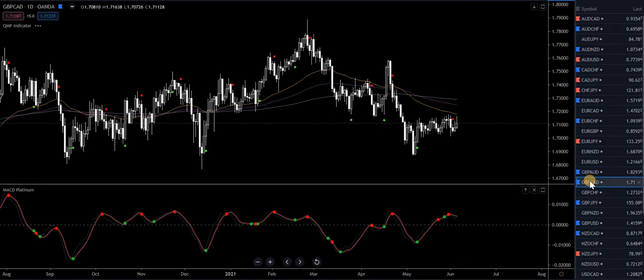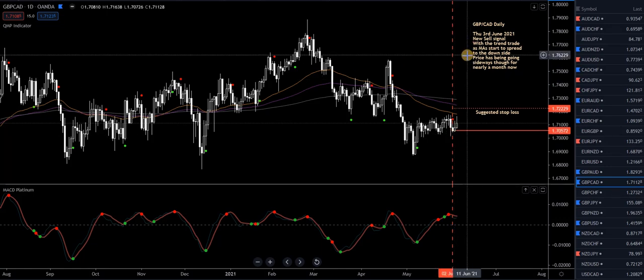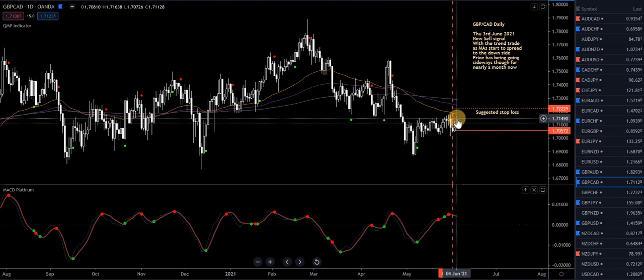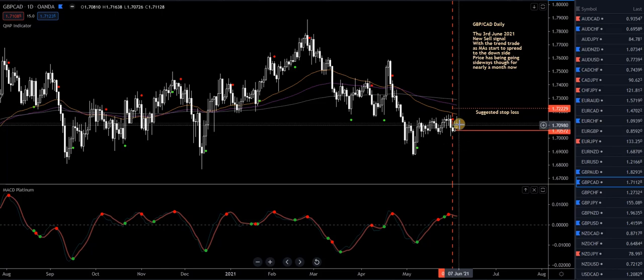Pound CAD was a sell from a few days ago with the trend trade, which is unusual. It went against me straight away, but Friday's starting to head back down. Didn't threaten my stop-loss yet, so hopefully it'll roll over to the downside.